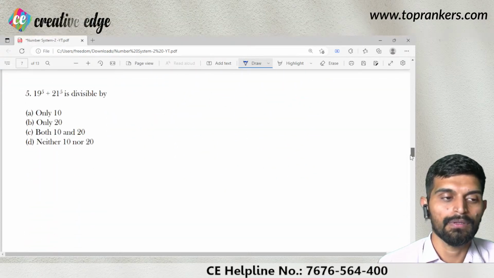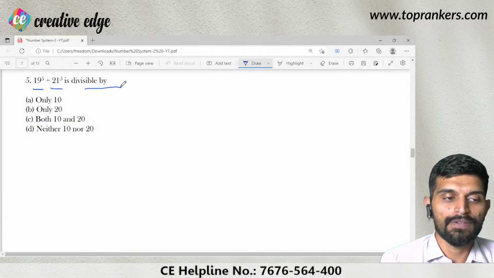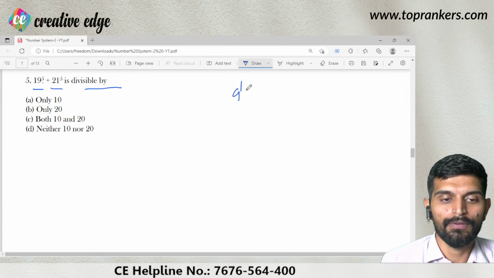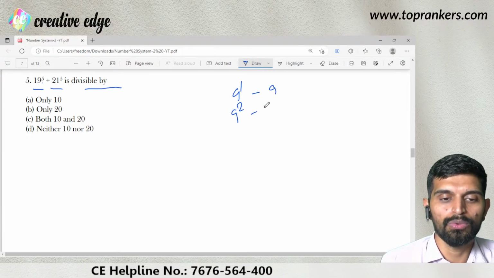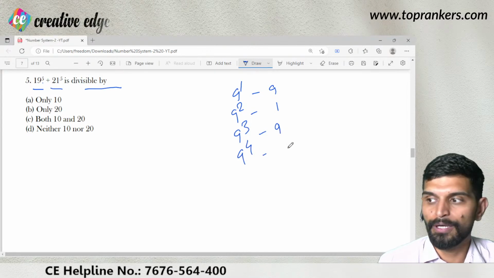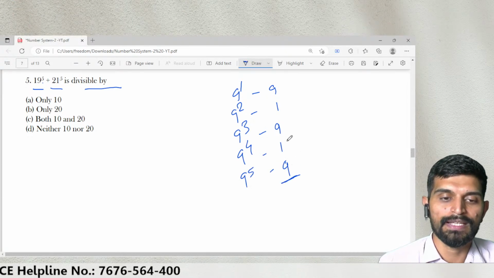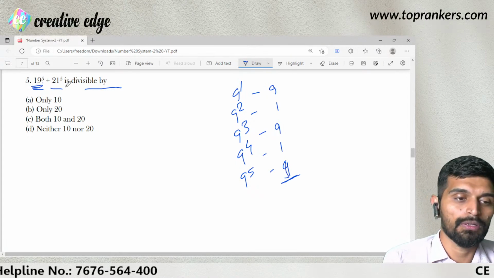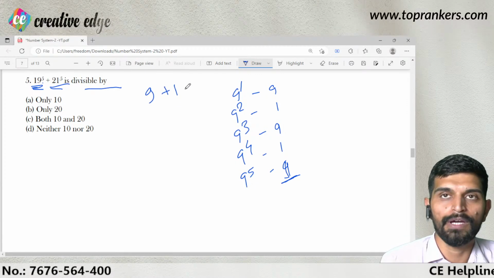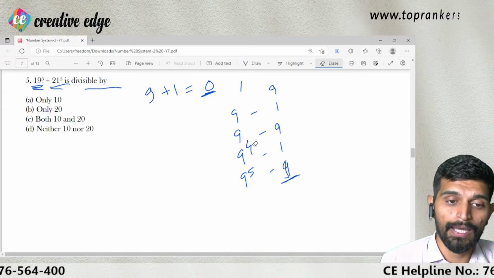Next, we have: 19 to the power 5 plus 21 to the power 5 is divisible by. So see, the unit digit of 9 to the power 5: 9 to the power 1 gives you 9, 9 to the power 2 gives you 1 as unit digit, 9 to the power 3 gives you 9, 9 to the power 4 gives you 1, and 9 to the power 5 gives you unit digit 9. So the unit digit for 19 to the power 5 will be 9 and for 21 to the power 5 will be 1. So the resultant is 0. So it is definitely divisible by 10.